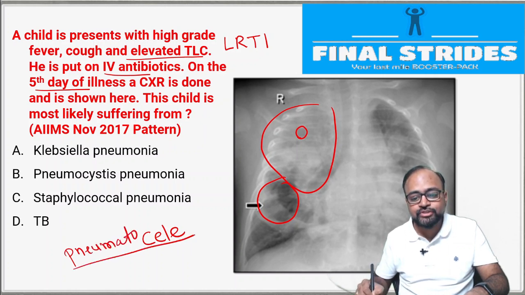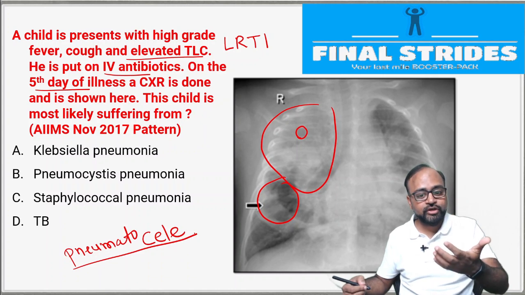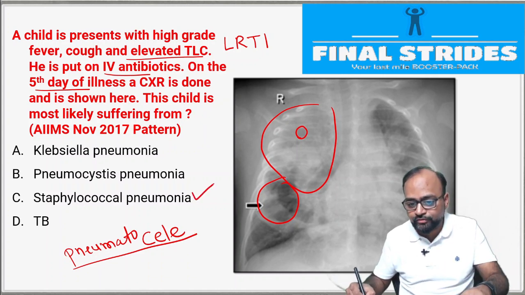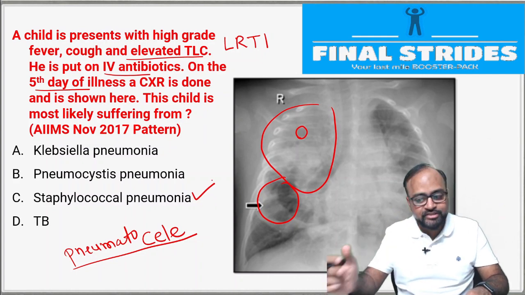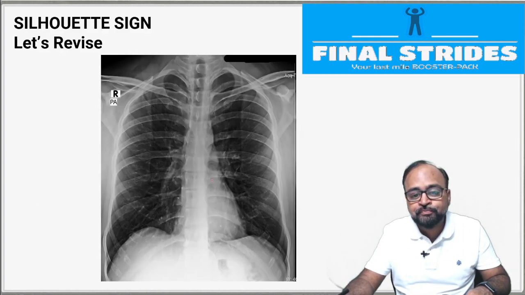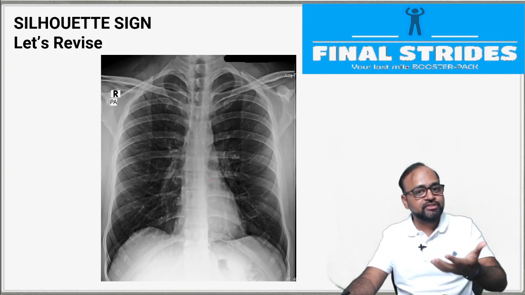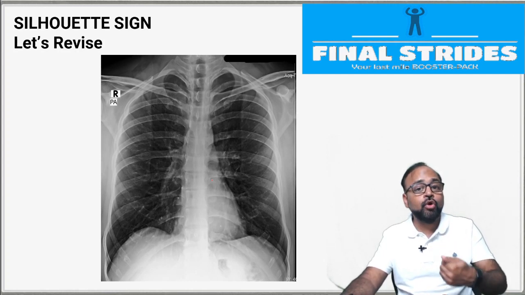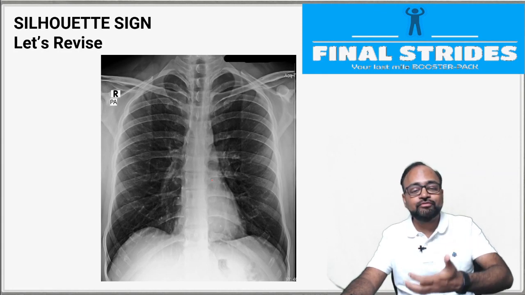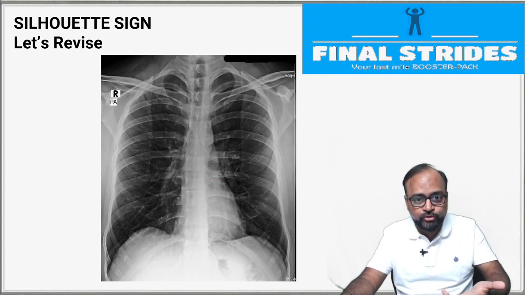pneumatocele. So pneumatocele, if you see it in a case of pneumonia, it is associated with staphylococcal pneumonia. So pneumatocele is seen in staphylococcal pneumonias. Now silhouette sign with consolidations can be asked in your exams. If there is a consolidation in any part of the lung, it is going to obscure or blur the adjacent soft tissue water density margin of the mediastinum or the heart.